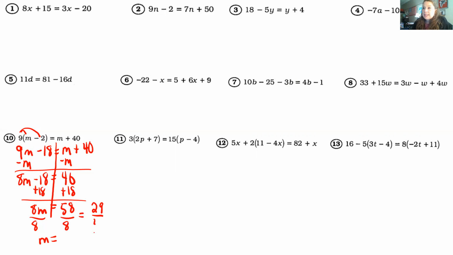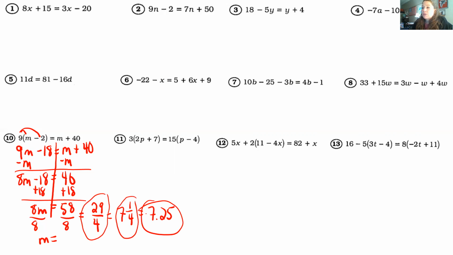29/4. I can leave it in that form, or I could say 7 1/4, or I could say 7.25. So all these answers are good. This one, or this one, or this one. They're all good. Okay.